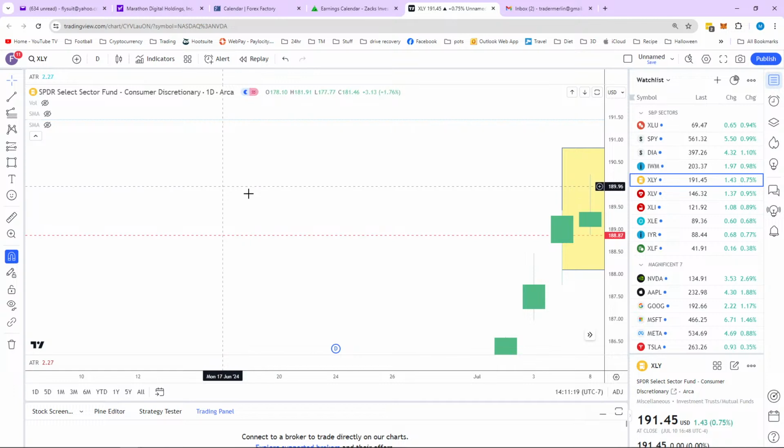My rules are very simple. I'm putting this dotted red line on the low of that candle. And if it opens up above that and then starts to fall, that's the short opportunity.